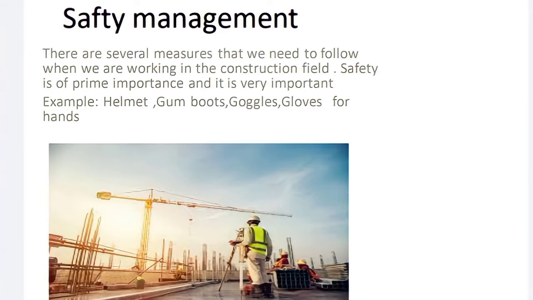Then safety management is also a very important point of view in civil engineering construction. There are several measures that we need to follow when we are working in the construction field. Safety is of prime importance, and it is very important. In safety, we wear a helmet and gum boots, and use proper goggles and gloves for hands.